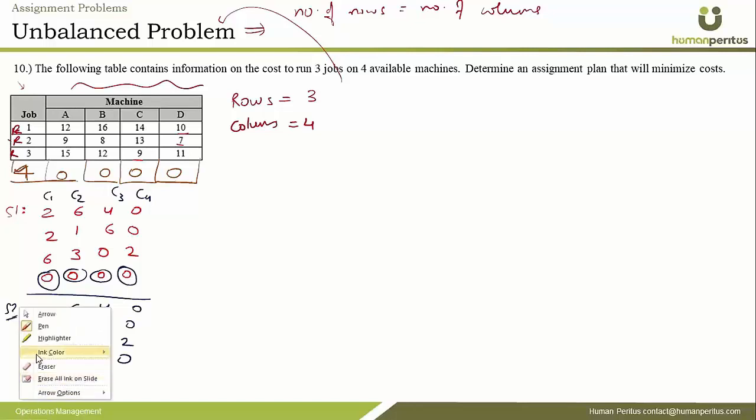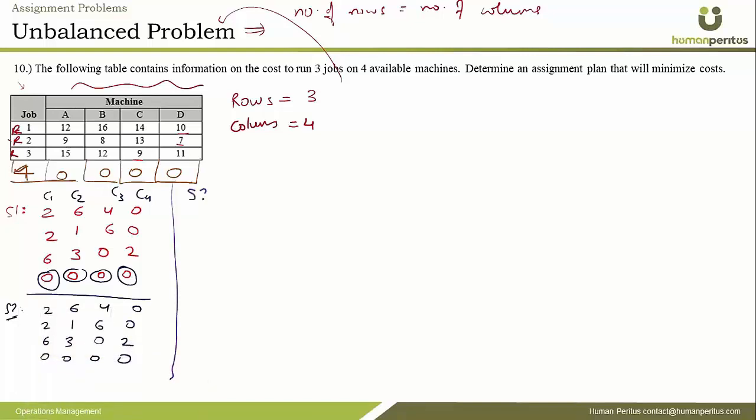What is my step 3? My step 3 is crossing all the zeros by drawing the minimum number of lines. So step 3. As you can see, there is one 0. I can straight away assign this 0 here, and I can straight away cancel this column. In this row there is no 0. In row 3 there is one 0. I can assign this 0 here, and I can straight away cancel all this column.